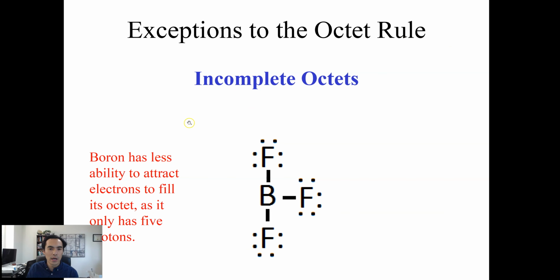Sometimes you're going to have an incomplete octet. Boron here does not have the ability to make 8 in this case. Boron generally is only going to have 6 electrons, and the reason is, again, that it doesn't have that attraction to those electrons. So this is going to be okay. Sometimes these octet rules are not always going to be the case, just because of the fact that these elements only have these electrons. So you have incomplete octets and it's perfectly fine.